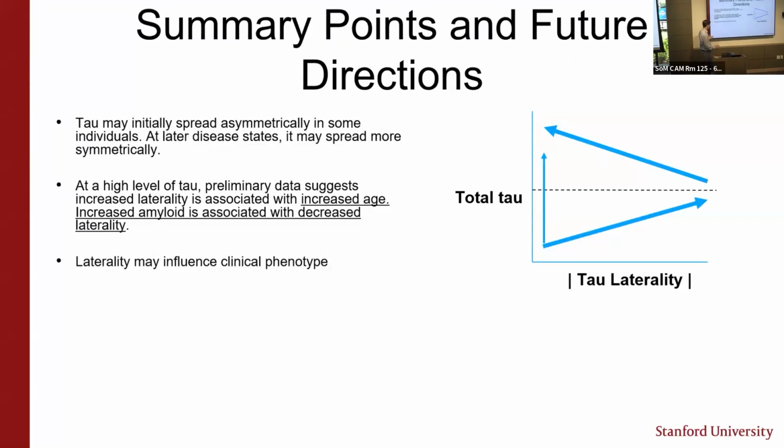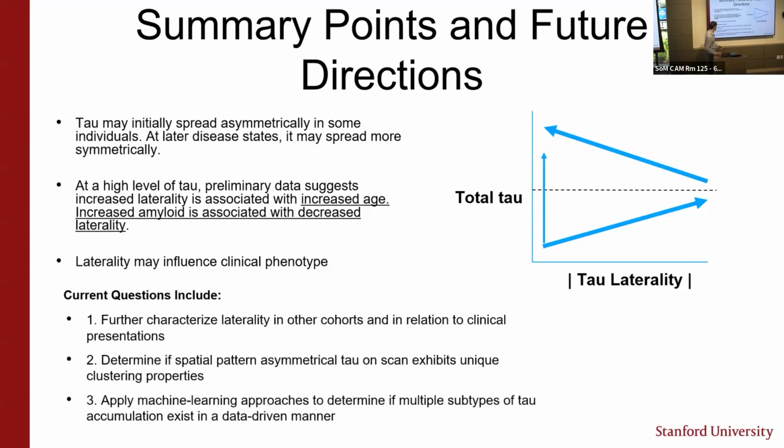And so really briefly, again, with this model, it seems that in many individuals, they gain laterality with time, and then there's a certain state where you maximize laterality and you revert back. And it seems like potentially increased amyloid might be mediating that, although I certainly need to do further work on this. And then laterality also might influence clinical phenotype as well. And so further questions will relate to looking at other cohorts, to looking at clustering properties of this, and then applying machine learning techniques as well.